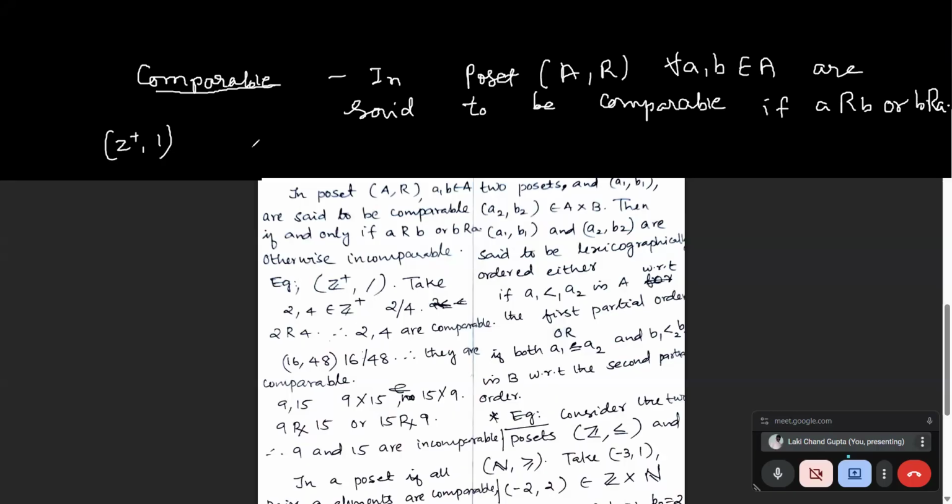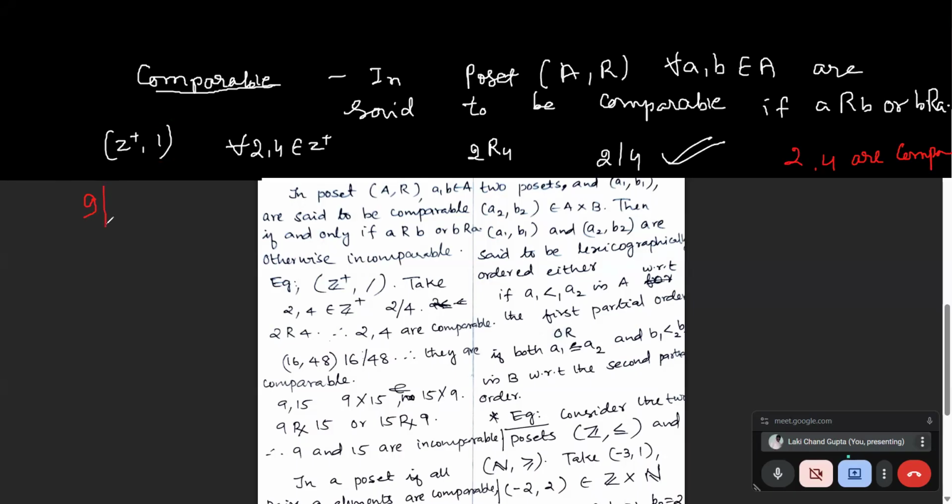For example, let's suppose 2 comma 4 belongs to Z plus, right? Here the operation is division. 2 is related with 4. Why? Because 2 divides 4. These are comparable. 2 and 4 are comparable. Understood? Comparable means those pairs which belong to the relation, which satisfy this relation.